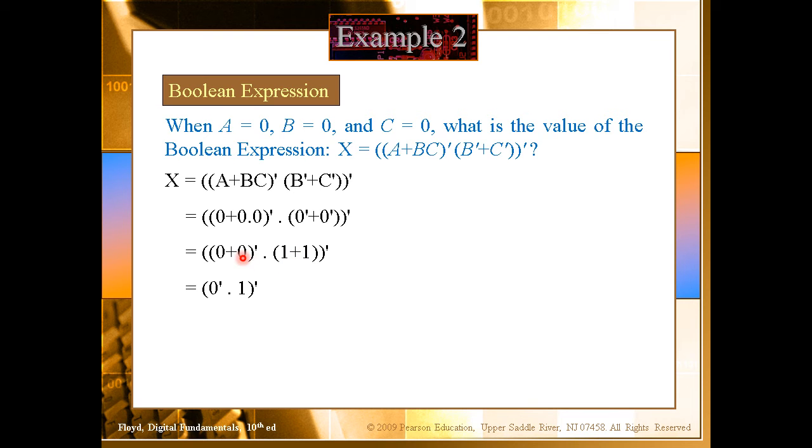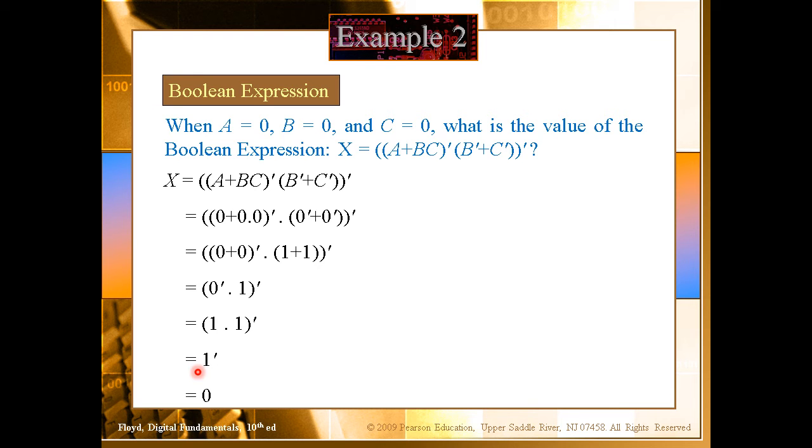So 0 plus 0 makes it what, 0, right? There is a prime outside of the parenthesis. So this 0 prime makes it 1, right? Now I have 1 dot 1, which will be 1, right? Boolean multiplication, AND operation, 1. There is a prime outside, so 1 prime is 0. It's actually very simple if you just do it step by step.